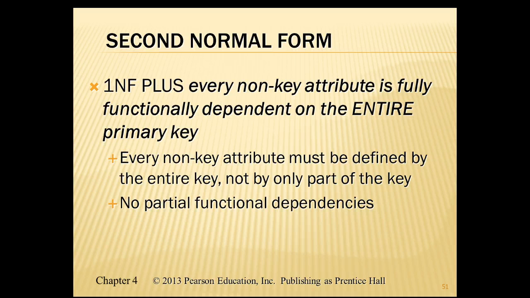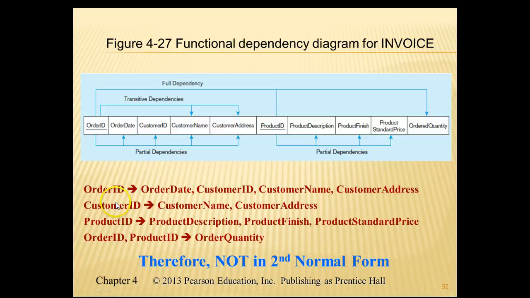So, by the way, a partial functional dependency is when a non-key attribute is functionally dependent on part, but not all of the primary key. And we'll see how that works here in just a sec in Figure 4-27. So, order ID, I'm sorry, has partial dependency on order date, customer ID, customer name, and customer address.